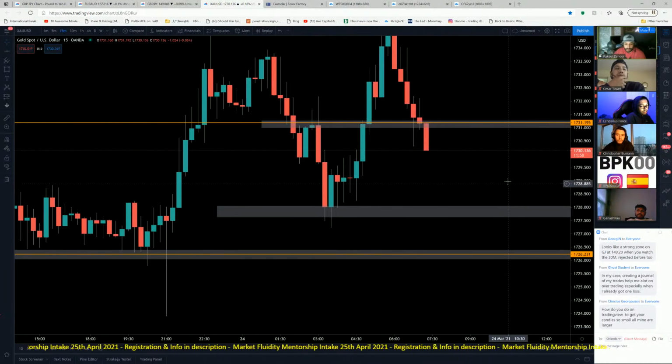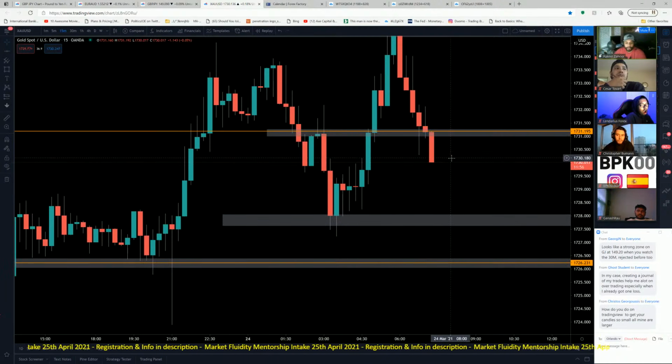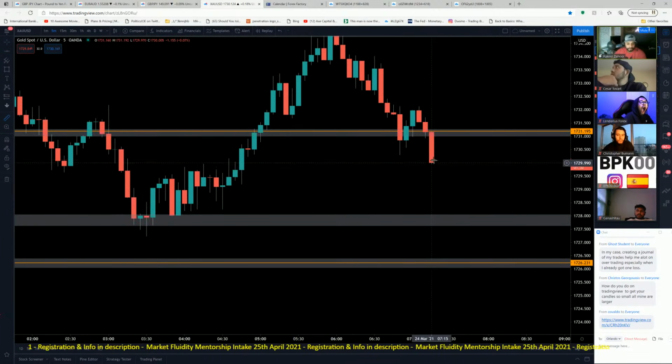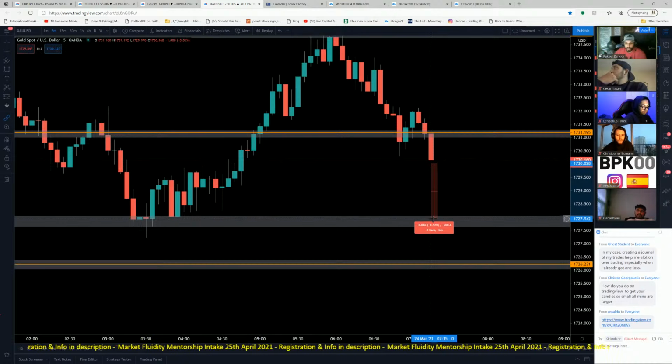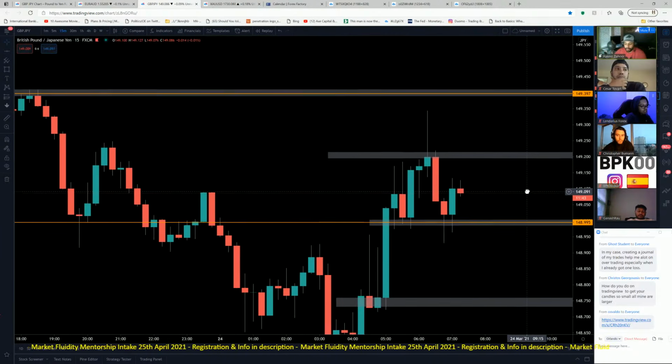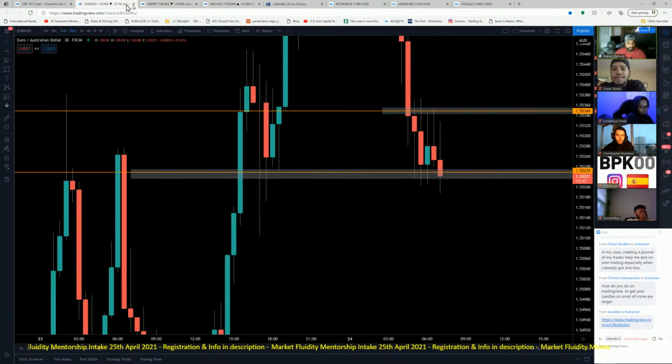You can do this. Looks like we're breaking below this area to continue down on gold. Looks pretty nice. 1727 right there. But I'm not focusing on gold today. I'm focused on pound yen today. And we're going to see what we can get out of pound yen here today.